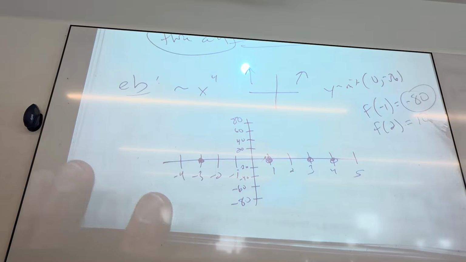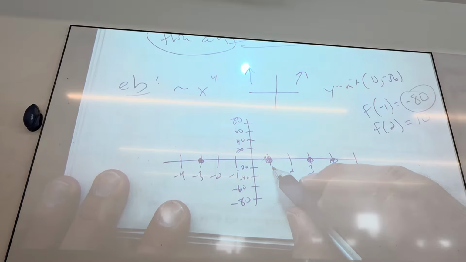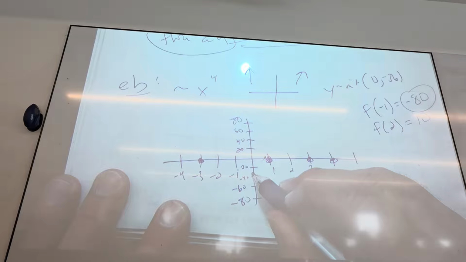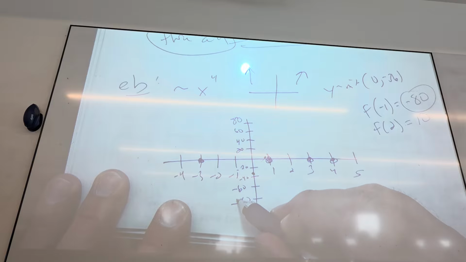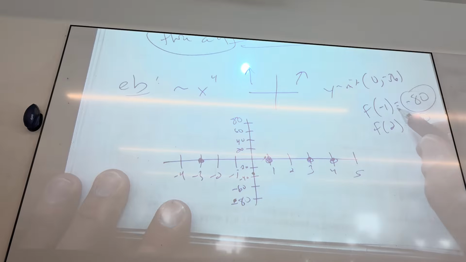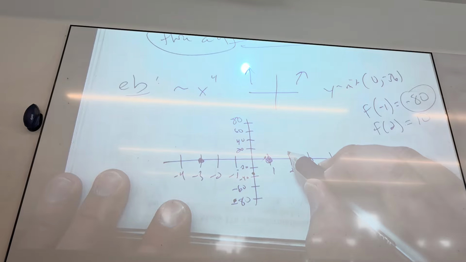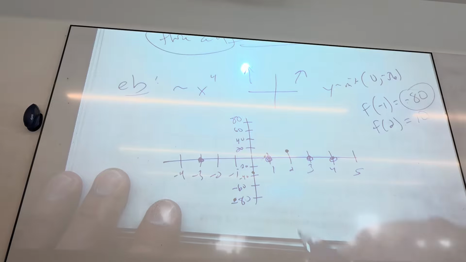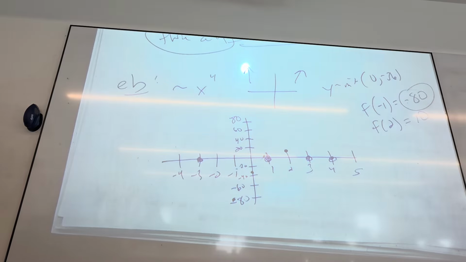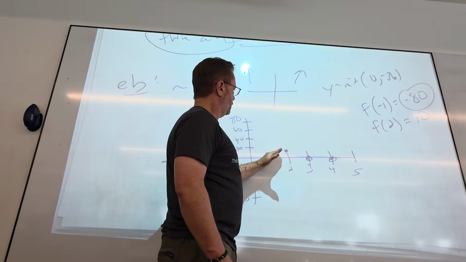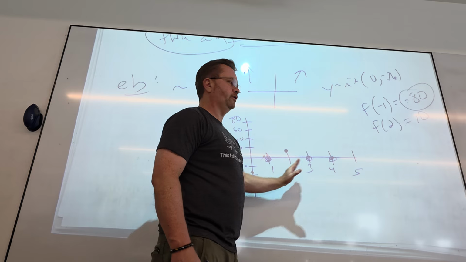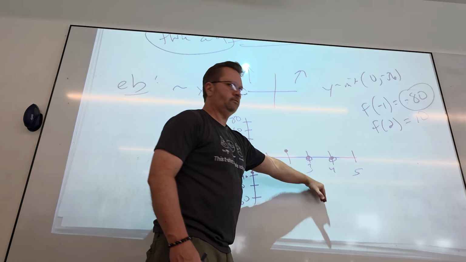Okay, so let's see. We got a y-intercept, 0, negative 36. We got a point at -1, negative 80. And we got a point 2, 10. Okay. So it doesn't really get very far. So it could have gone like this, yes, but now we know it goes like, whee, just barely jumps out, little flying fish.